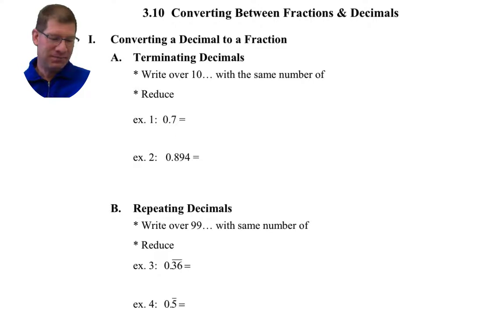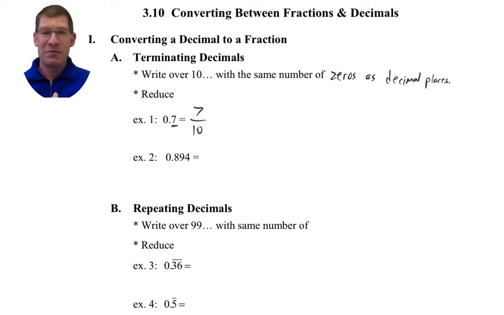Write it right over 10 with the same number of zeros as decimal places. What I'm trying to get at is, if I have 0.7, I have one decimal place there. So 0.7 would be 7, and I want to divide by 10. Because I only have one digit after the decimal place, I only have one zero, so it's 7 divided by 10.